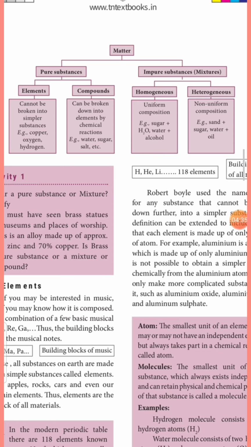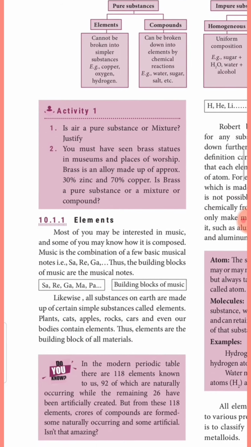This flow chart shows you the different types of matter, pure substances and impure substances, that is mixture. The pure substance can be further classified as elements and compounds, and impure substances can be classified as homogeneous mixture and heterogeneous mixture. Let's know about each type in detail. First, let's see what are elements.